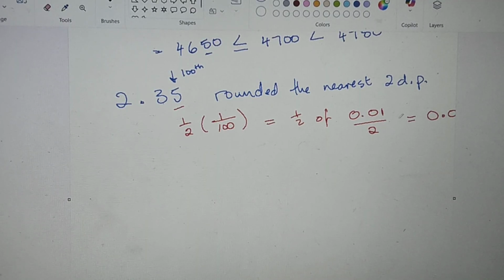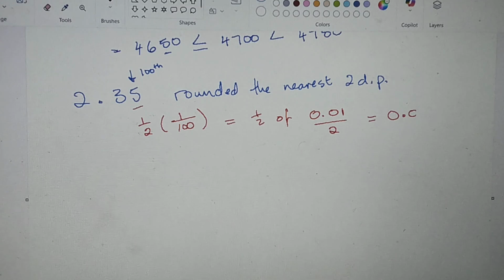0.005. That would be half of a hundredth, which is 5 thousandths basically. And if I doubled that, if I times that by 2, it would get me back to my hundredth.